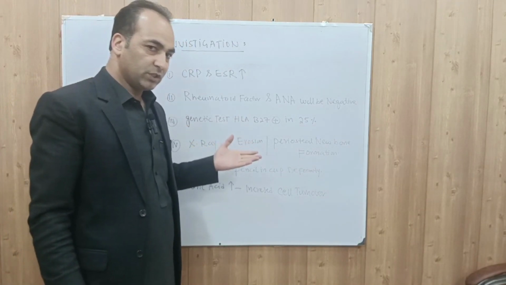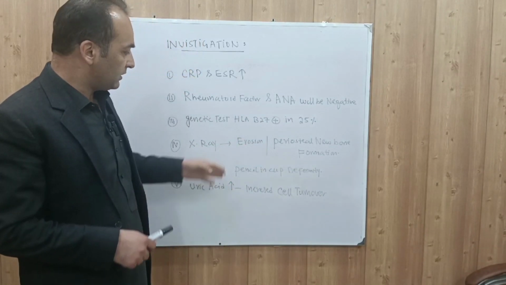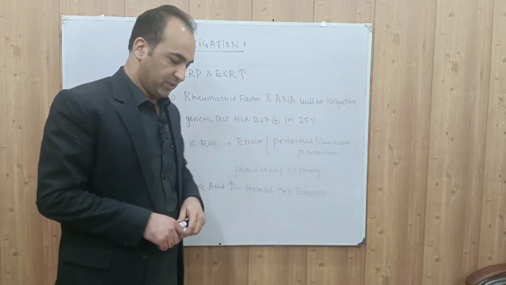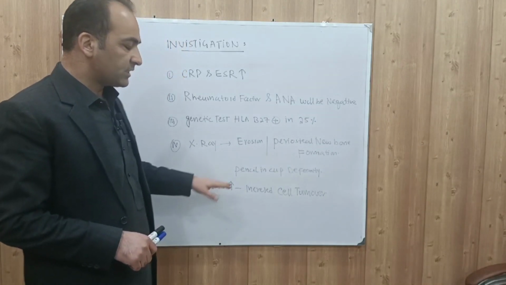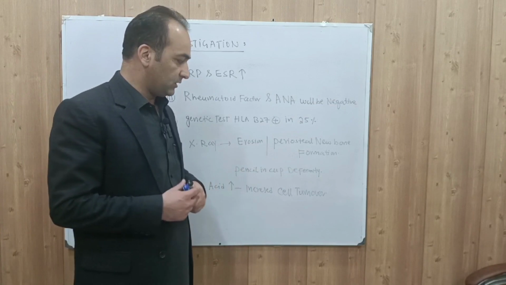X-ray will show erosion, periosteal new bone formation, and in the severe form it can show pencil-in-cup deformities. And the uric acid will be raised because there is increased cell turnover in the psoriasis.